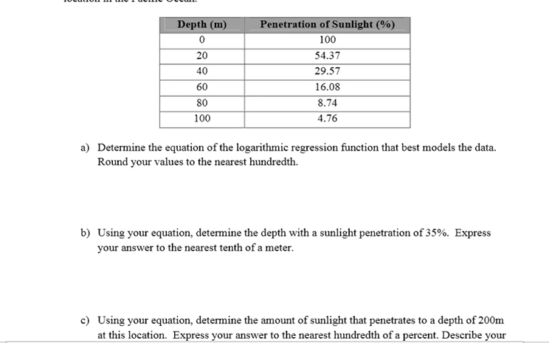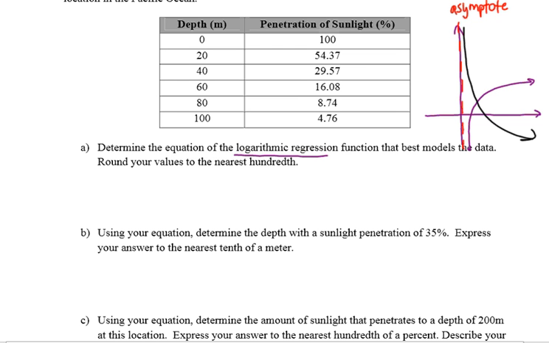Now, it says determine the logarithmic regression. What does a log graph look like? Is there going to be an asymptote horizontally at 0 or vertically at 0? Vertically at 0. This is an asymptote, a line that the graph can't touch. A log graph usually looks either like this or like this. One or the other.